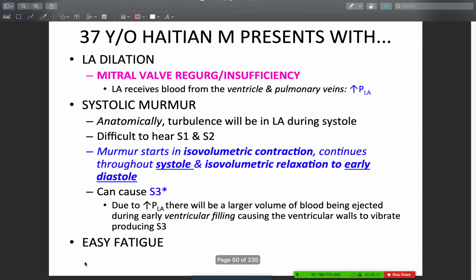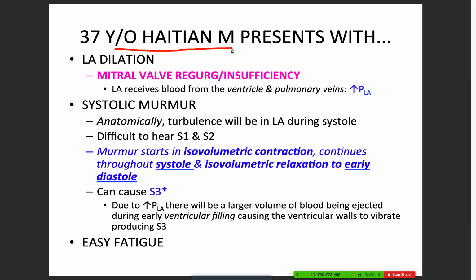Okay, great. Now we have a 37-year-old Haitian man presenting with left atrial dilation. So here we can start to suspect mitral valve regurgitation, insufficiency. Really, honestly, I don't like that. Personally, when I see someone who immigrated to the U.S. a little bit older, even with the left atrial dilation, I really think about stenosis.